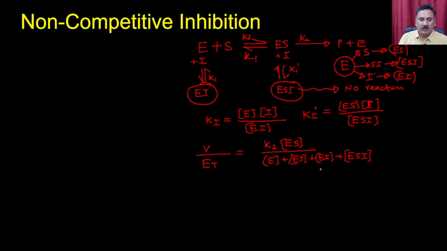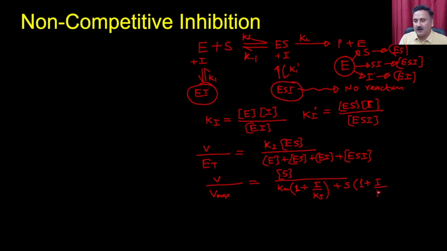If you solve this, it gives you V by Vmax equals substrate divided by, and remember Vmax is reached when E is ET, Km times bracket 1 plus I by Ki, plus substrate times bracket 1 plus I by Ki prime. So this is the substrate.